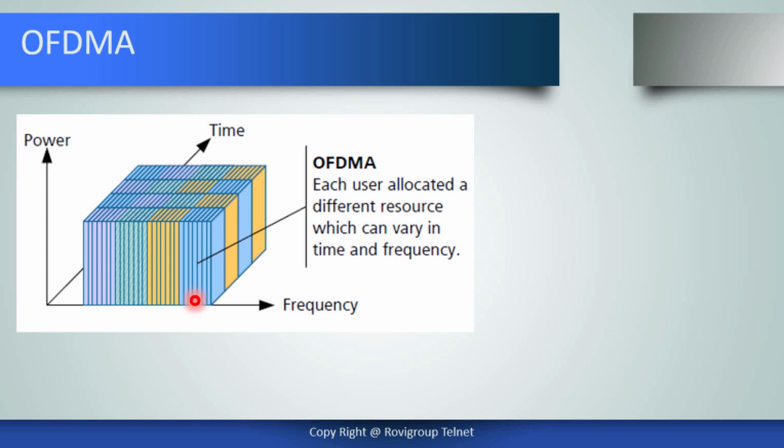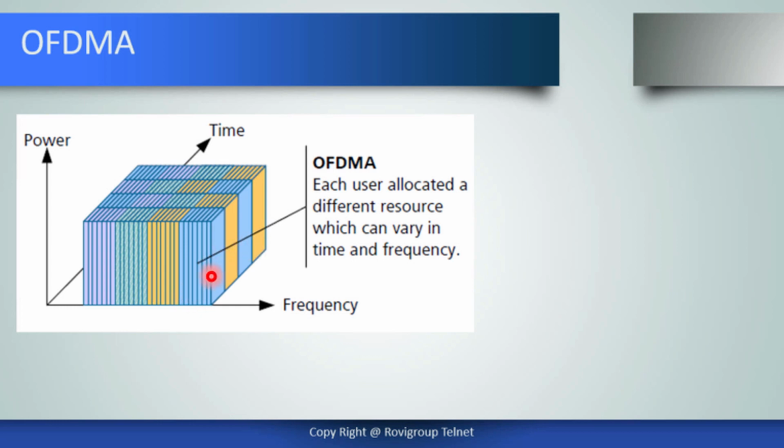OFDMA is a technique that is used in the LTE radio access network. In this technique, each user is allocated a different resource which can vary in time and frequency. So here we're using FDMA and TDMA together. And why is it called OFDMA? Because the subcarriers are orthogonal to each other so that they cannot interfere, since the spacing between the subcarriers is very small.